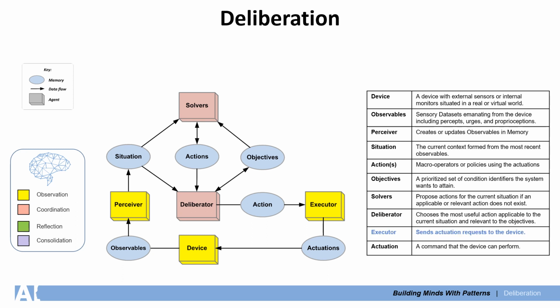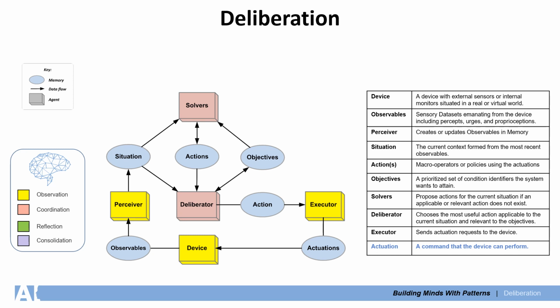The executor is responsible for taking an action and sending the actuations to the device. An actuation is a command that the device can perform. Upon receiving an actuation, the device should send a proprioception indicating whether the action was performed back to the perceiver component.